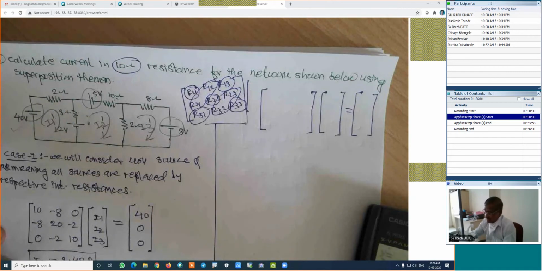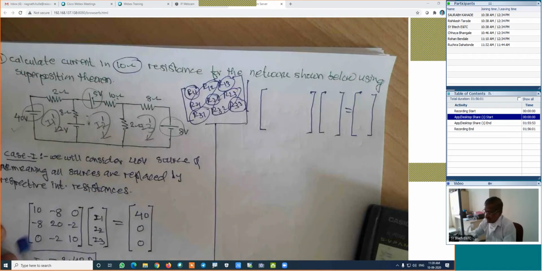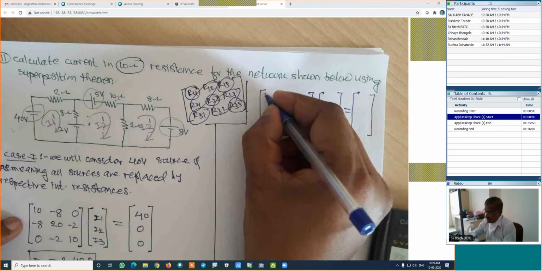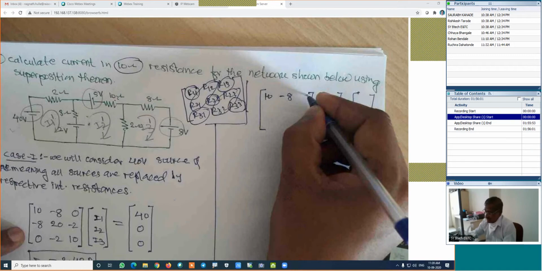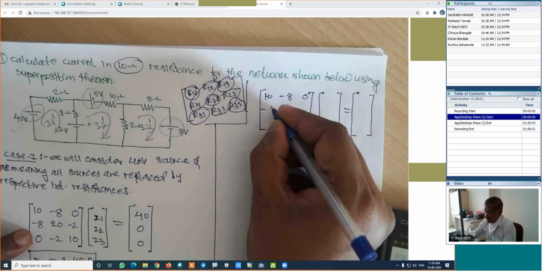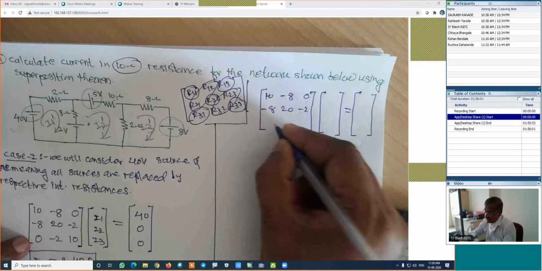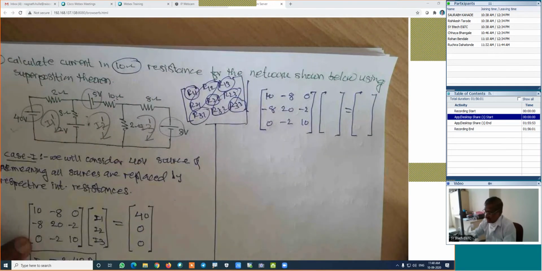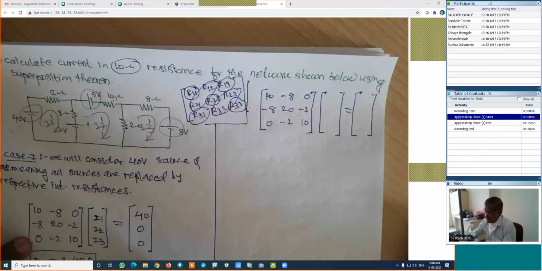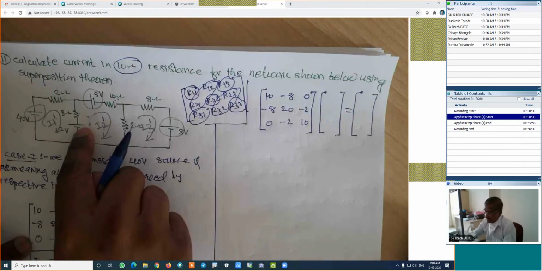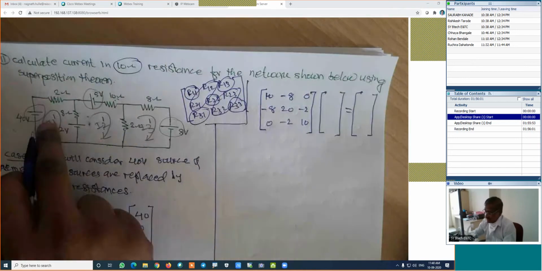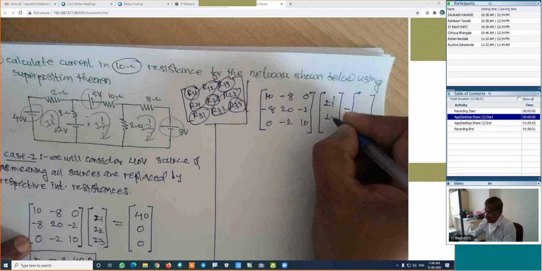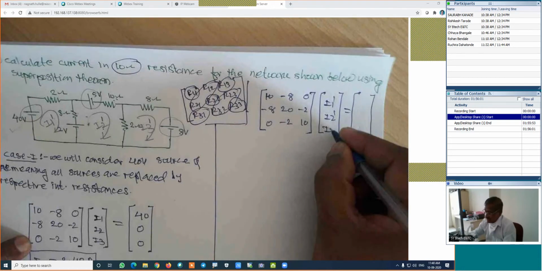Whatever the impedances or resistances are there, this matrix will be the same. Is it right? This will be plus 10, this is minus 8, this is 0, then minus 8, this will be 20, this is minus 2, this is 0, this is minus 2, 10, this will be the same. What will change for case 2? Only the source will be there. That's why the names of the currents will be I1 dash, I2 dash, I3 dash.